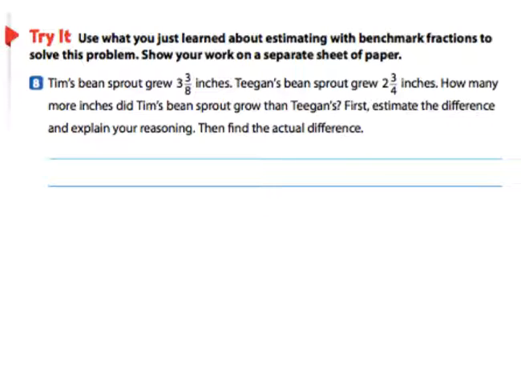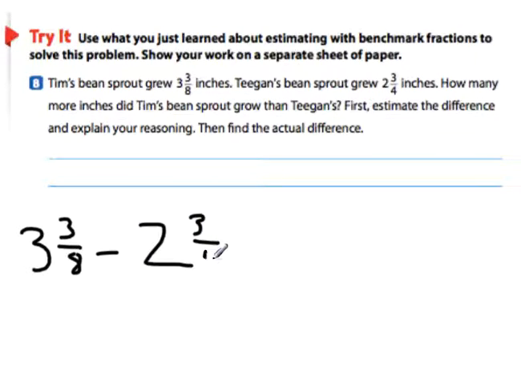First, let's set up what it is we're supposed to actually do here. We're looking at the difference between 3 3/8 and 2 3/4. This is the math problem we're being asked to solve. How many more inches did Tim's bean sprout grow than Tegan's?